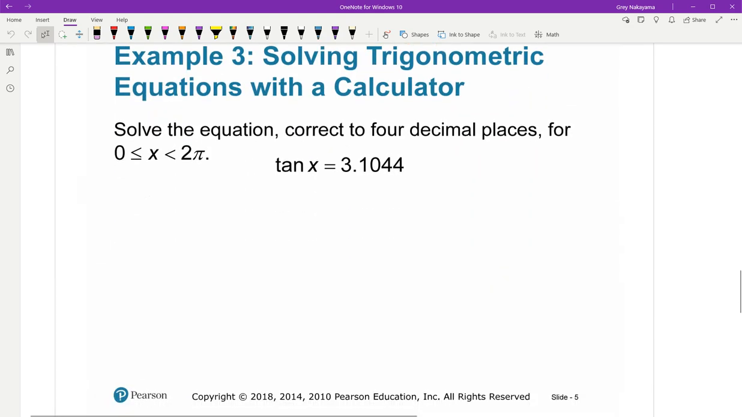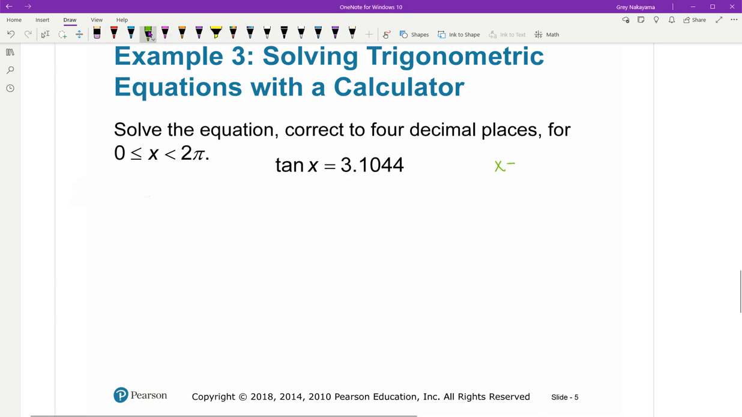All right, solving trig equations using a calculator. Solve the equation correct to 4 decimal places for x between 0 and 2 pi. We have the tangent of x equals 3.1044. So I think everybody knows by now, if I'm looking for x, I'm looking for the angle, then I'm going to use the inverse tangent button.